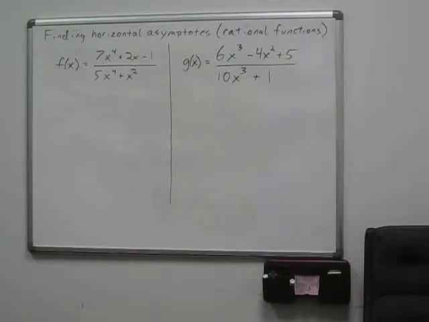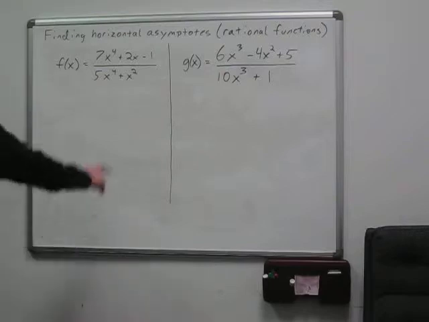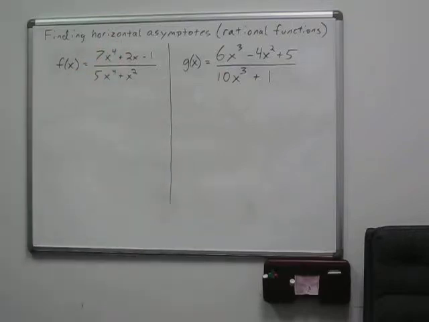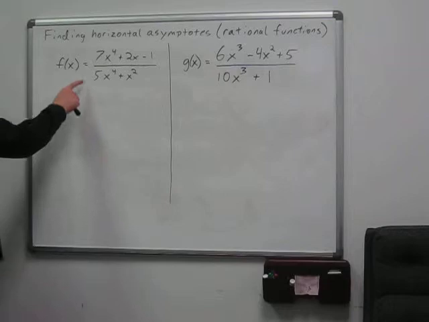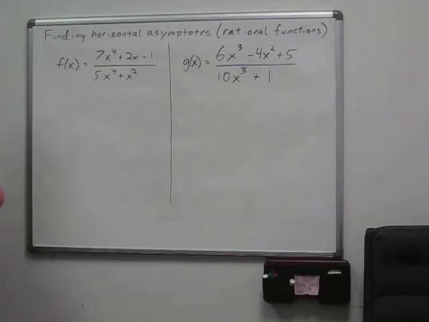In the last video, we introduced the idea of horizontal asymptotes. In this video, we want to develop a method to quickly find horizontal asymptotes for rational functions. So let's recall that a horizontal asymptote describes the long-run behavior of a function. What is the function doing for large positive or negative x? And keeping that in mind, let's look at the first example.